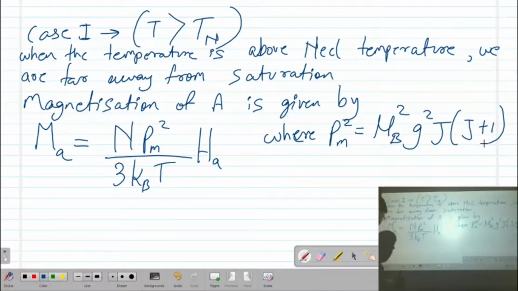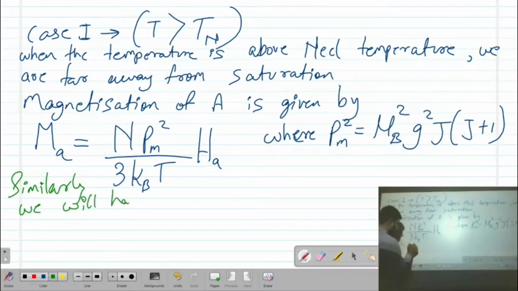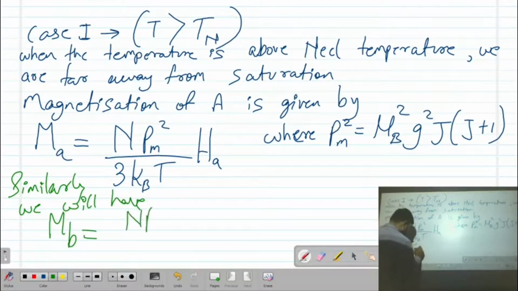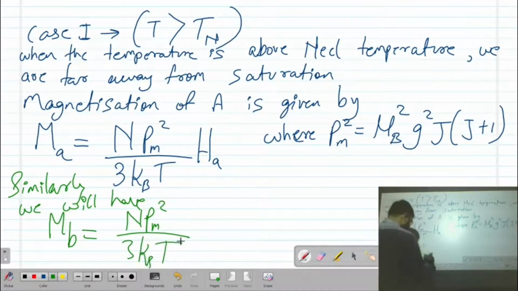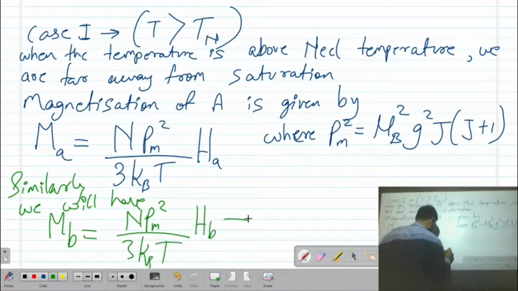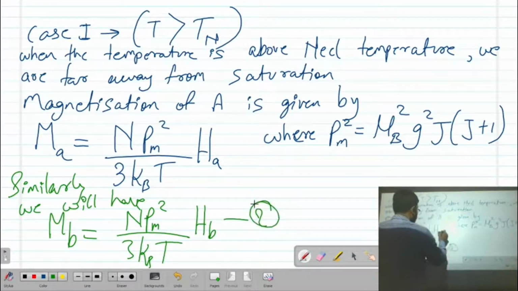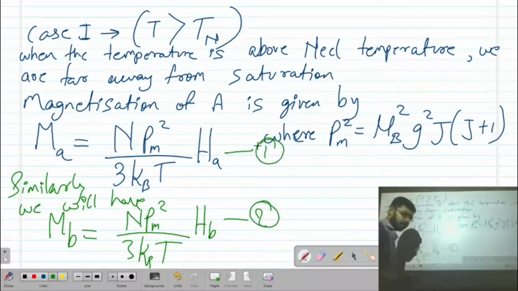Similarly, we will have for M of B equals N P m square by 3 K T times H of B. This is equation number 1, and this is equation number 2.